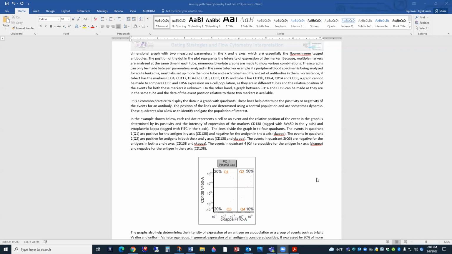For example, if you are analyzing a peripheral blood for leukemia, your lab is going to set up a few tubes. Some labs set up one tube for B cell markers, one tube for T cell markers, one or two tubes for myeloid markers. It depends on whatever your lab prefers. So let's see what the tubes actually mean.